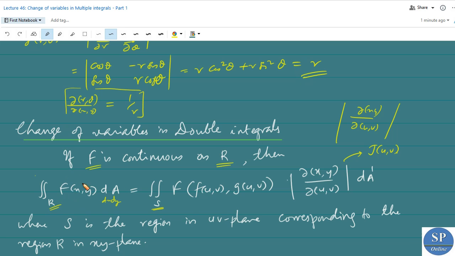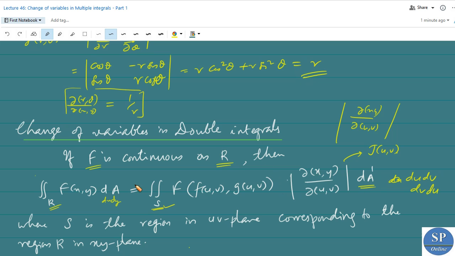So we are changing the variables x and y into the variables u and v. So the integrand will be changed, and the region is also changed. Okay, so this S is the region in the uv plane corresponding to the region R in the xy plane, right? And dA dash is nothing but du dv or dv du, just as dA is equal to dx dy or dy dx, right?